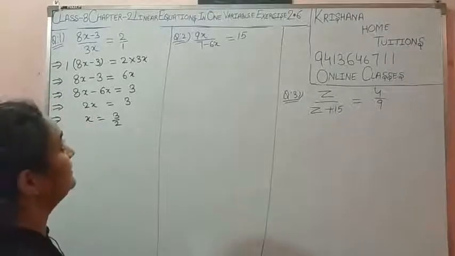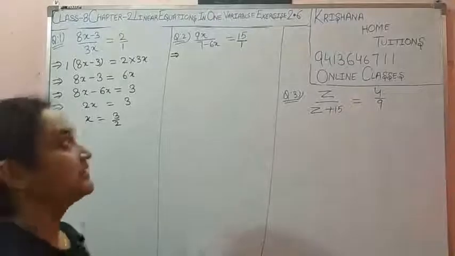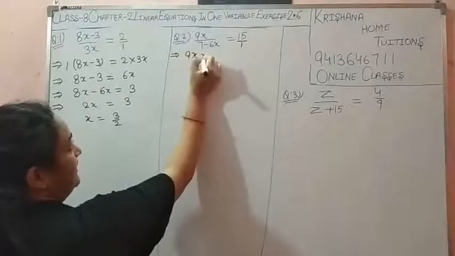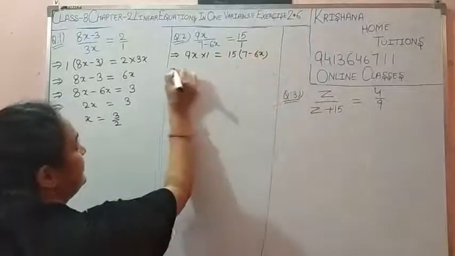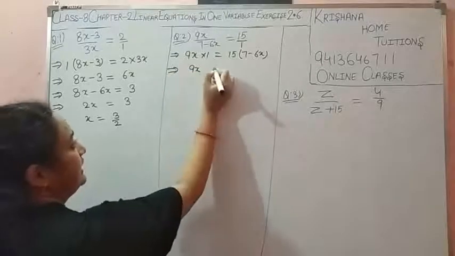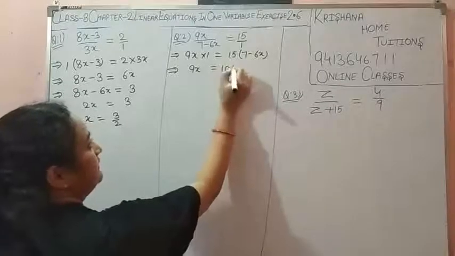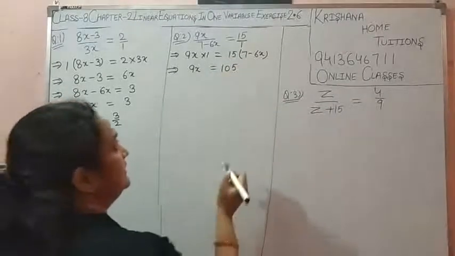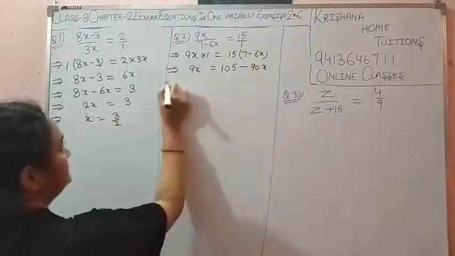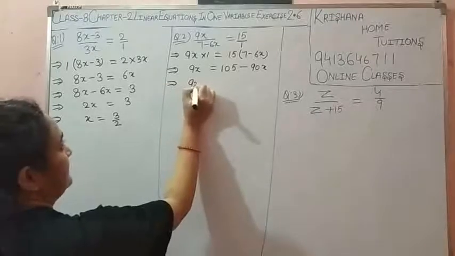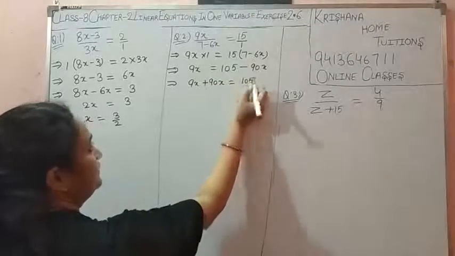Now come to question number 2. Again in question number 2, I am writing 15 upon 1 and doing the cross multiplication. So 9x will multiply with 1 and 15 will multiply with 7 minus 6x. 9x multiplied with 1 is equal to 9x. 15 sevens are 105 minus 90x. So 9x plus 90x is equal to 105.